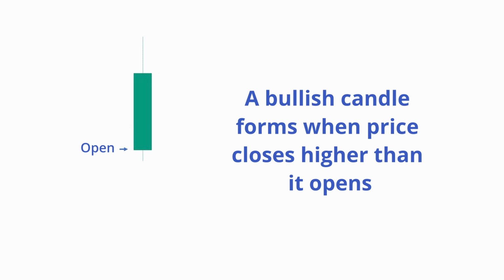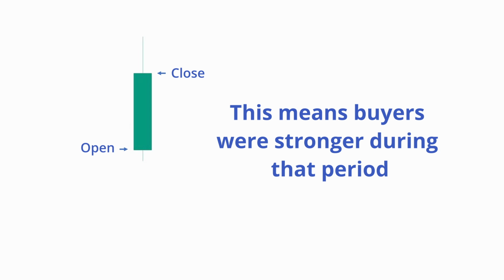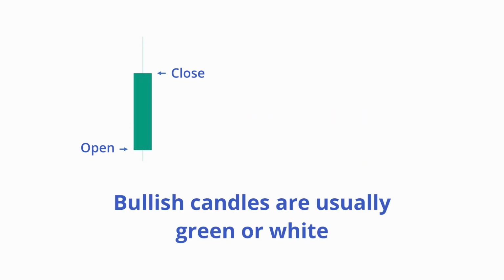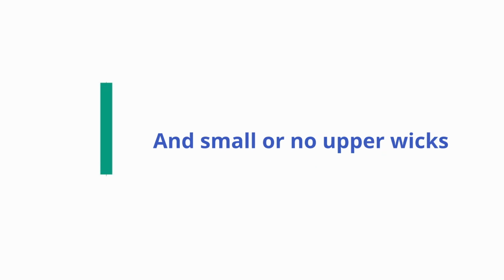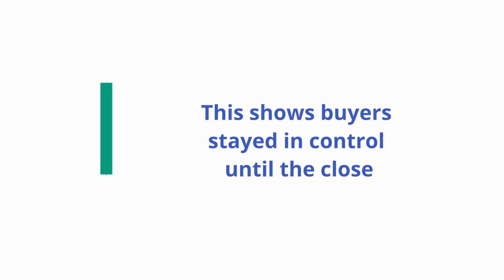A bullish candle forms when price closes higher than it opens. This means buyers were stronger during that period. Bullish candles are usually green or white. A strong bullish candle has a large body and small or no upper wicks. This shows buyers stayed in control until the close.